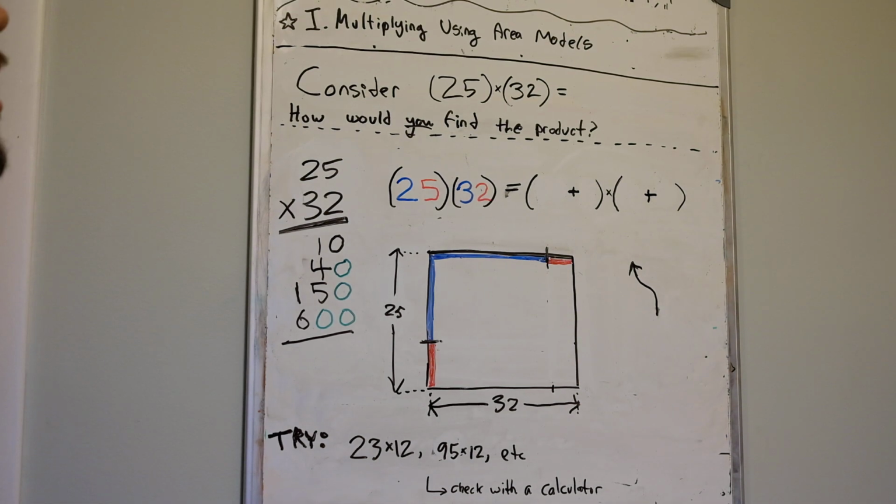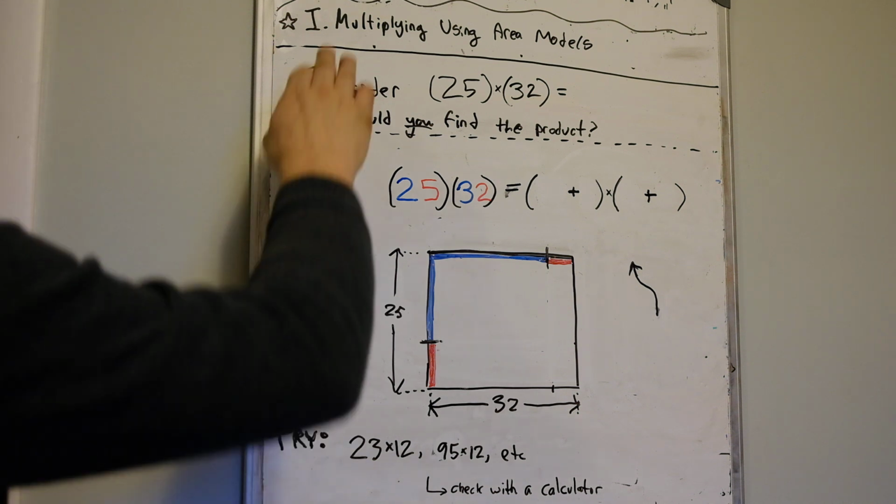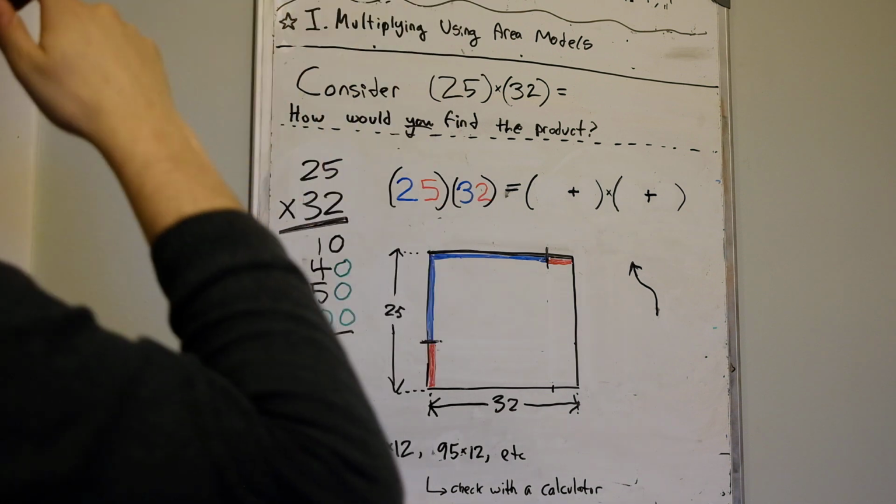To video 1 of the intermediate multiplying and dividing videos. So we're going to start by talking about this idea of multiplying using area models.